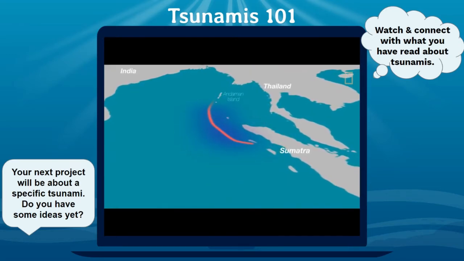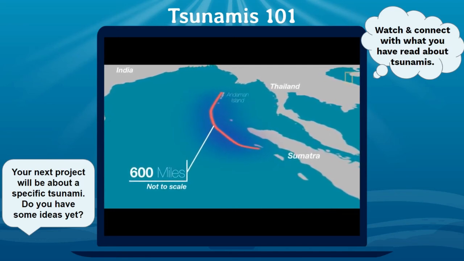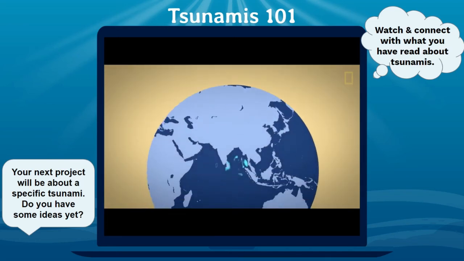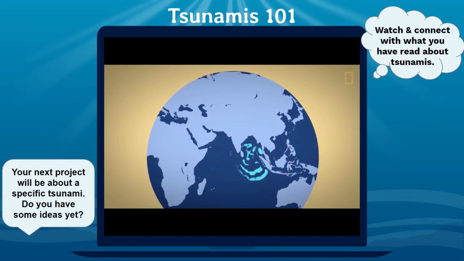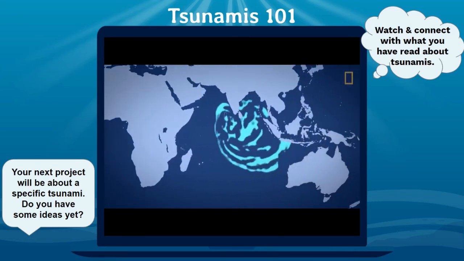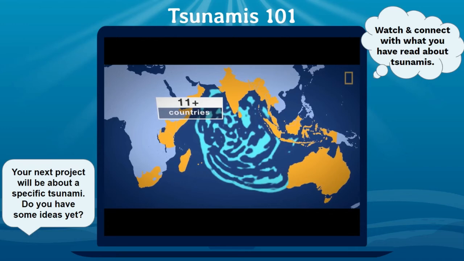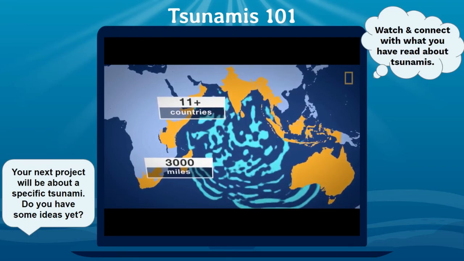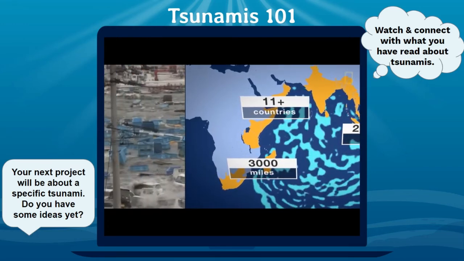An earthquake created an estimated 600-mile rupture on the ocean floor. This caused the tsunami to form and then travel at the speed of a jetliner, reaching over 11 countries, traveling over 3,000 miles, killing more than 220,000 people.